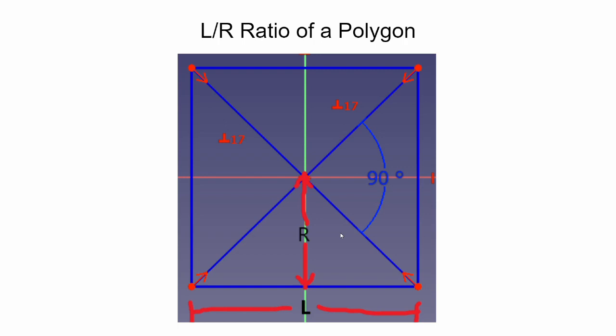It's not 2 for all polygons, so for example, if you do a hexagon, they'll have a different L/R ratio, but all hexagons will have that ratio. So once we figure out the ratio for the particular class of polygon that we're working with, that turns out to be extremely useful.